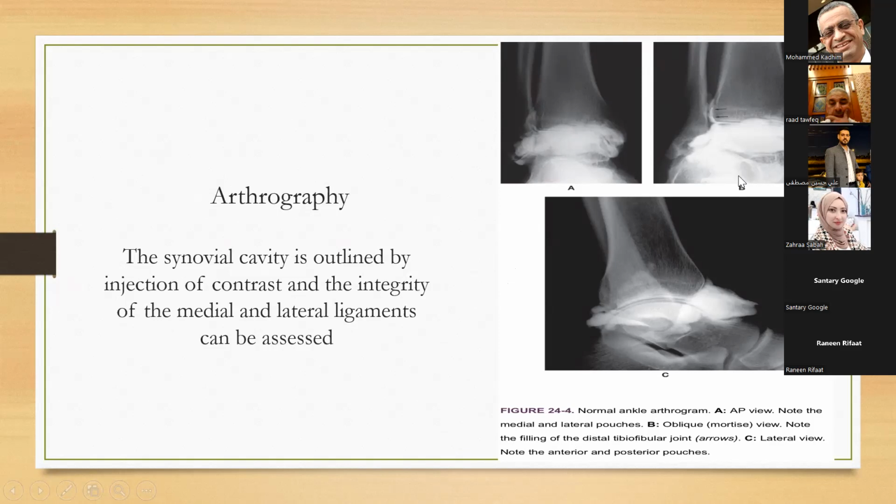And this is oblique view. And it's showing filling of the distal tibiofibular joint. And this is a lateral view, and it has an anterior and posterior pods.